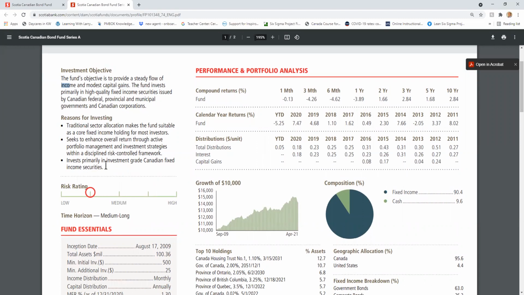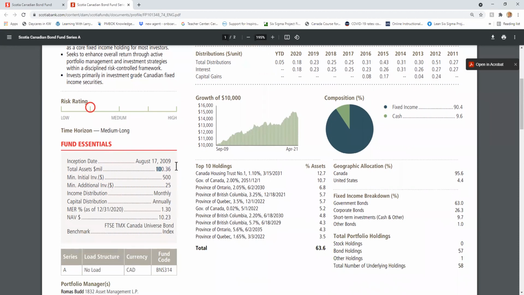Again, it's invested mainly in Canadian fixed income securities. And as we can see, the risk is now a little bit higher than the money market fund, which was very low risk. This one has $100 million invested in it. And the MER now, as you can see, is a little more. It's not 0.59, it's 1.30. Okay. And the benchmark is also different for this one. It's a universe bond index. So here you can see what the investments are. It is invested in bonds issued by the Canada government, province of Ontario, province of British Columbia, Quebec. So mainly government bonds, as we can see.